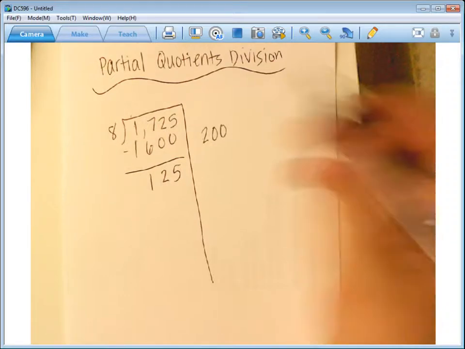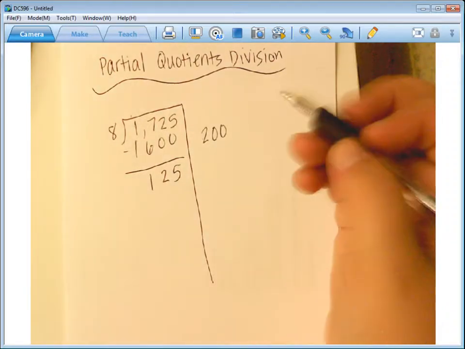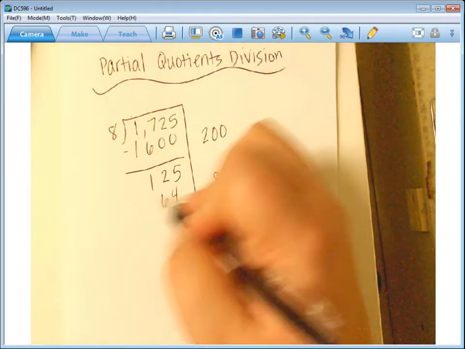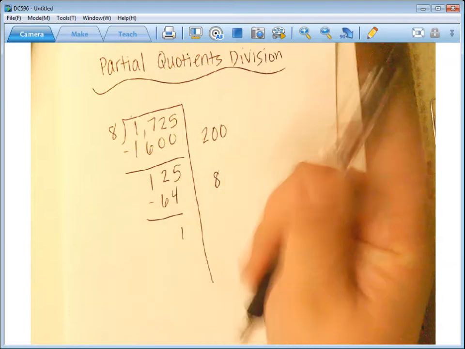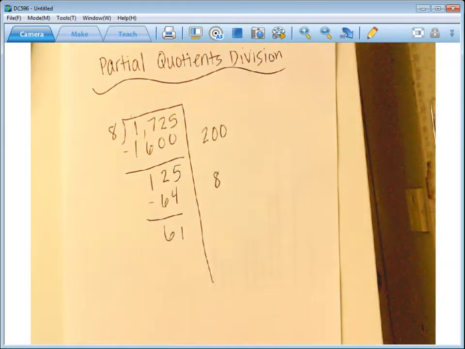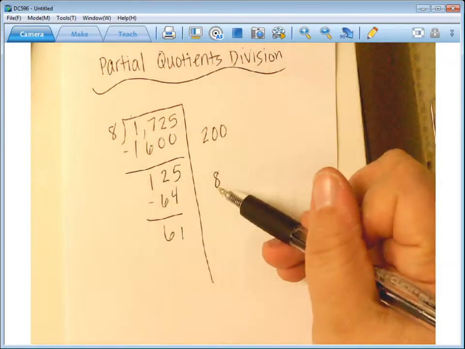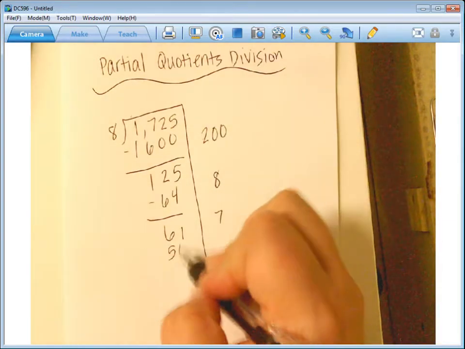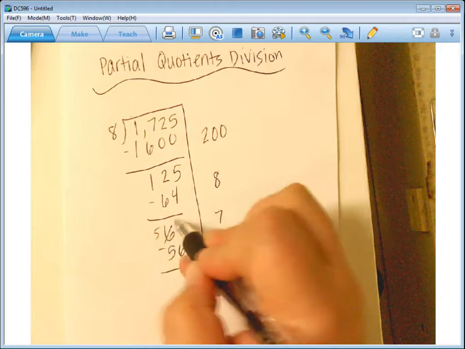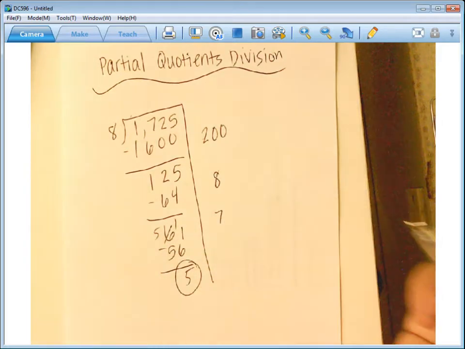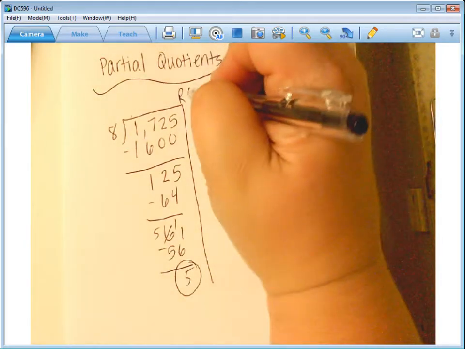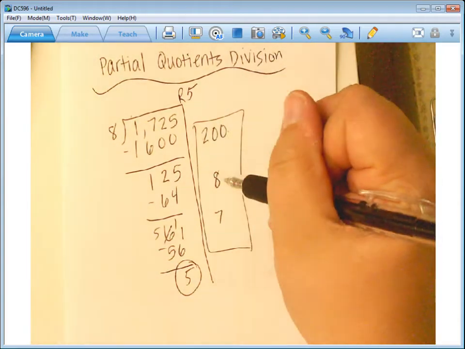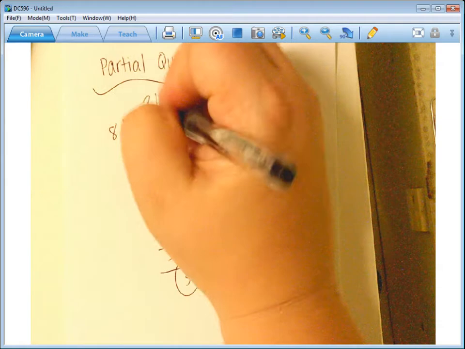If I wanted to take out a group of 8, 8 times 8 will give me 64. So when I subtract, I get 61. And I can't do another group of 8, so I could do a group of 7. 8 times 7 will give me 56. And so I'm left with my remainder of 5. And if I add up my groups, I get 200, 208, 215.